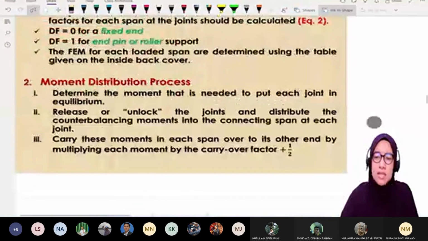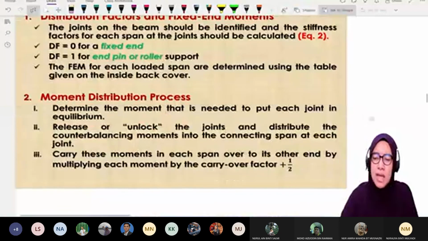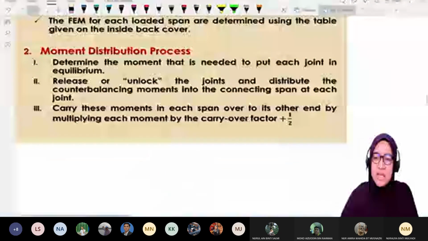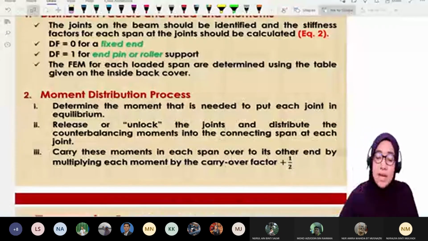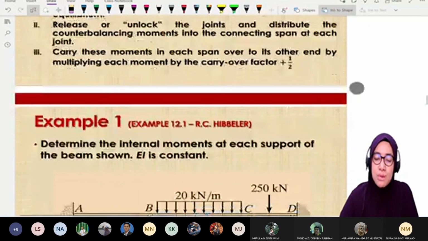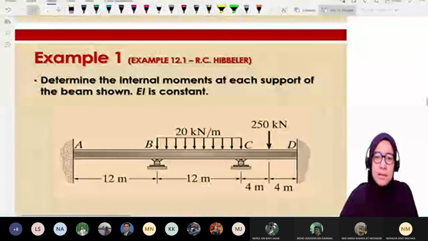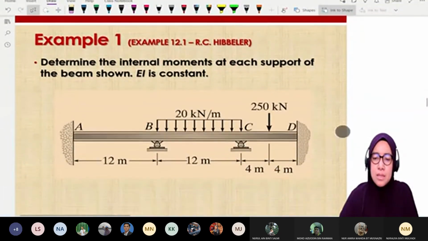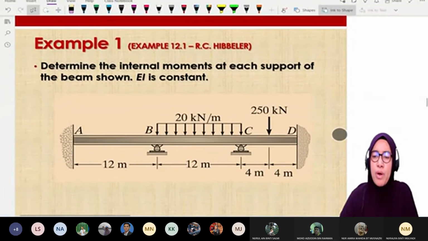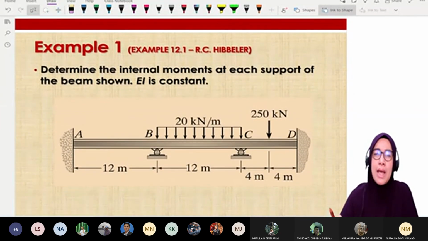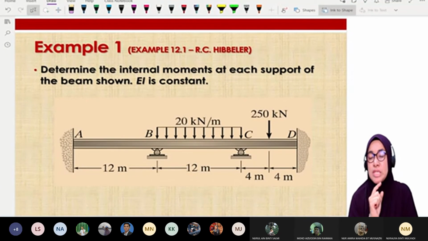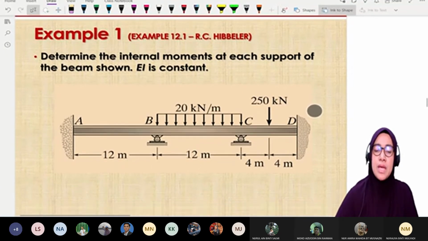Another thing I want to highlight is the carry over factor. The carry over factor is 0.5 for a fixed end, except for a pin. For a pin it equals 0. Let's look at this example.